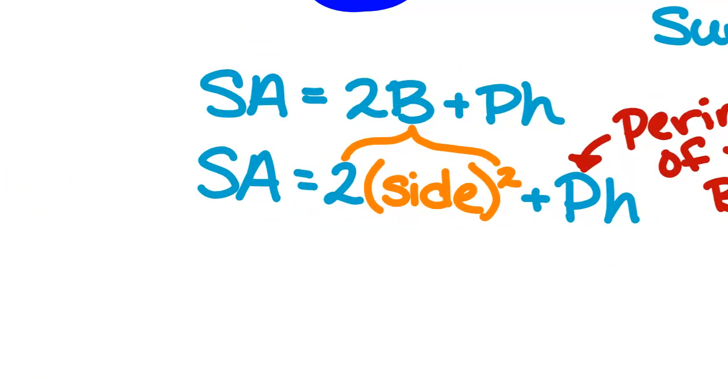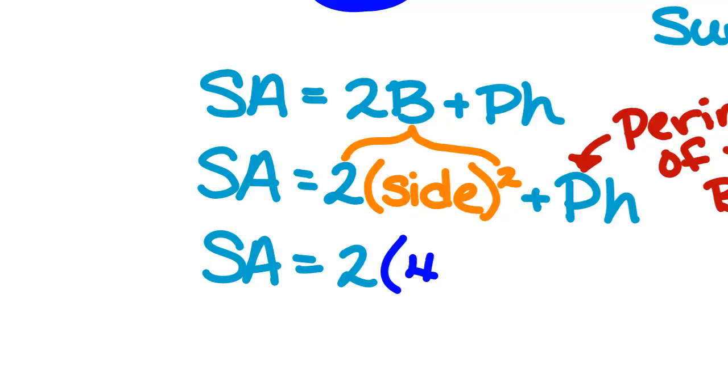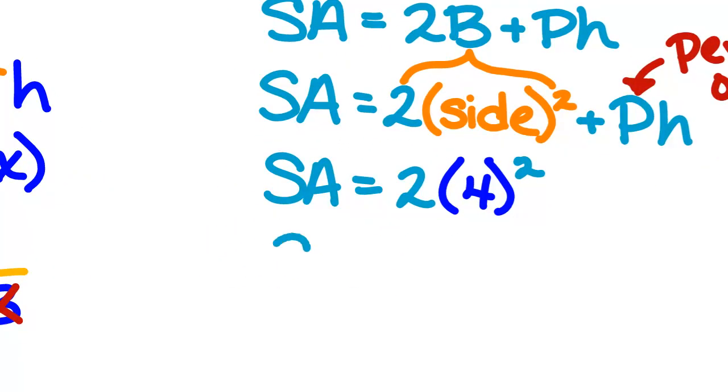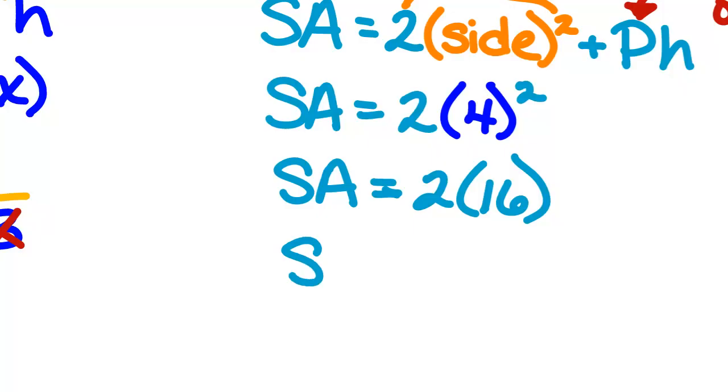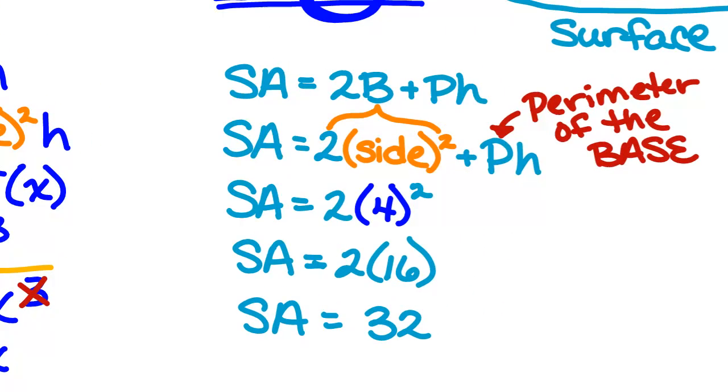All right, so I can do side squared because how big are the sides here? 4, so 2 times 4 squared. What is 4 squared? 16. So I have 2 times 16, which would be what? 32. All right, so that's the area of my two bases plus the perimeter of the base.